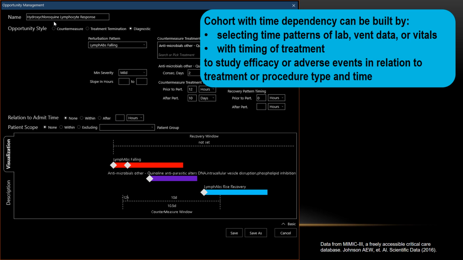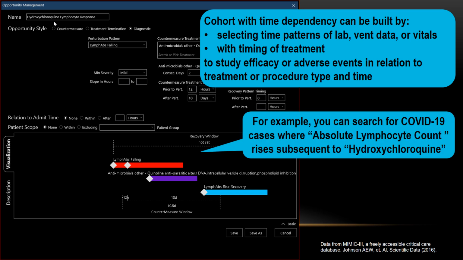Cohorts with time dependency can be built by selecting time patterns of lab, vent data, or vitals with timing of treatment in order to study efficacy or adverse events in relation to treatment or procedure type and time. For example, you can search for COVID-19 cases where absolute lymphocyte count rises subsequent to hydroxychloroquine.